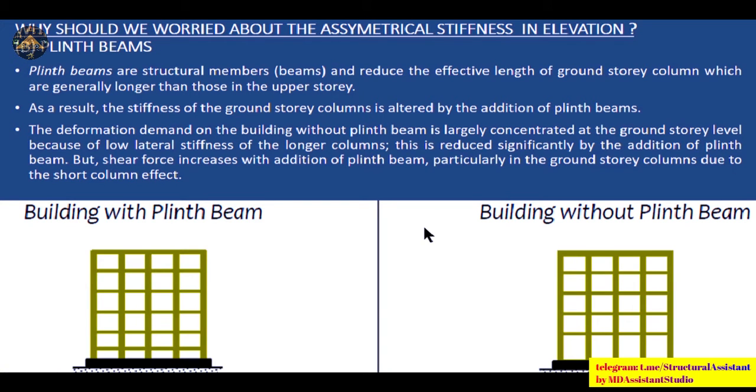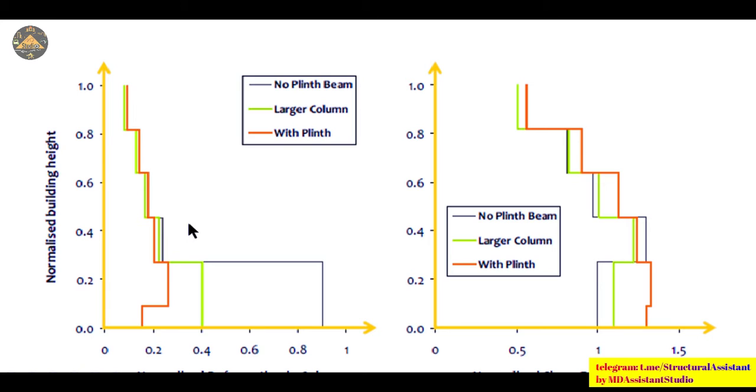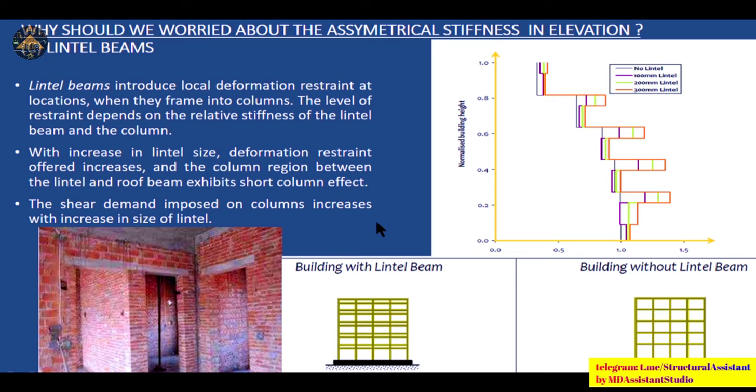After that, why should we be worried about asymmetrical stiffness in elevation? Plinth beams are the beams that are provided at the bottom of the building. Here you can see the example with the plinth beam, and in this example we are not providing the plinth beam. The stiffness of the ground story columns is significantly altered with the help of the plinth beam, and that is why it is always required to add a plinth beam in the building. Here you can see the building height, the deformation, this is with plinth, and this is with no plinth beam. These are the graphs that discuss the various parameters.